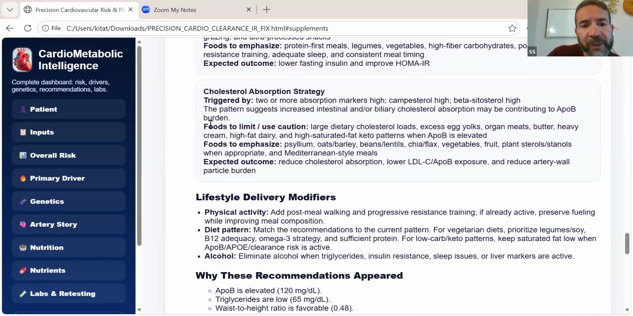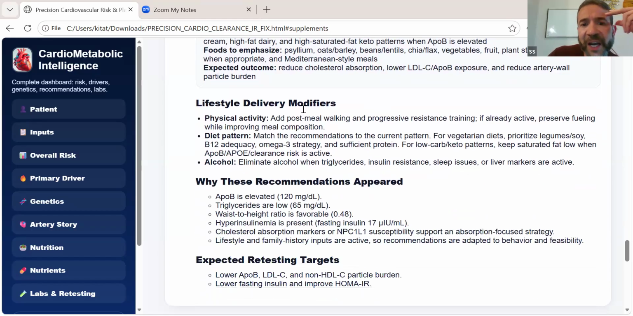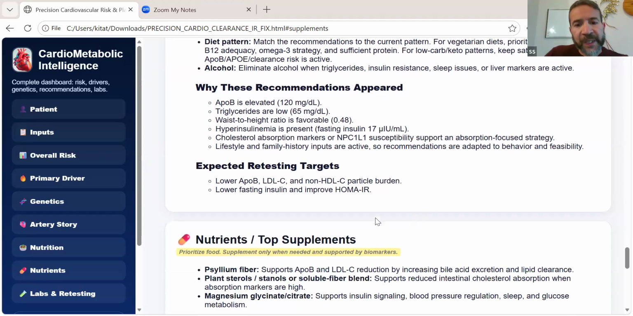Now, cholesterol absorption strategies, same thing. Lifestyle delivery modifiers: physical activity, diet. And the reason for that is because the person has filled out sedentary lifestyle plus alcohol plus a bunch of things. So alcohol is flagged, diet pattern, physical activity. Why are these recommended? These are the reasons.